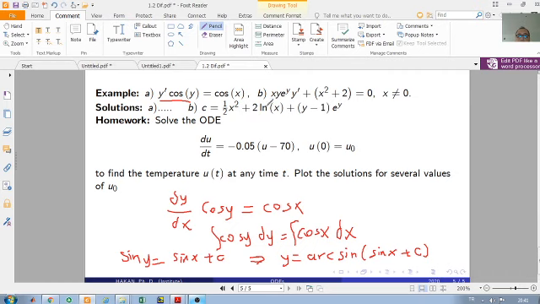Similarly, you can find the solution of the second one, which is written here. This is your homework. Also, you have another homework. Please solve these questions, and if you have any question about that, please inform me.